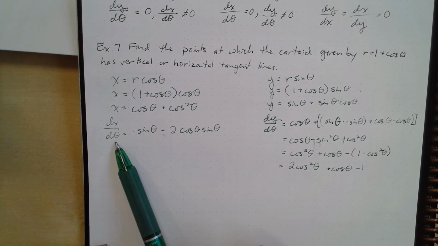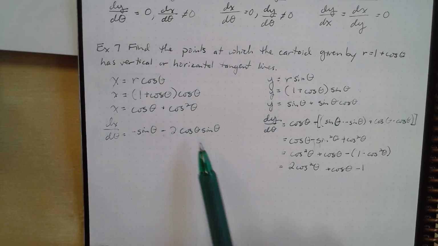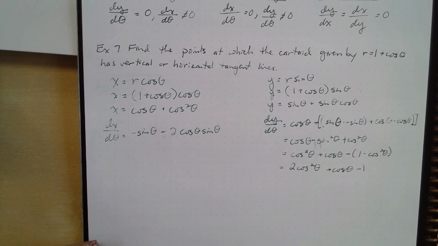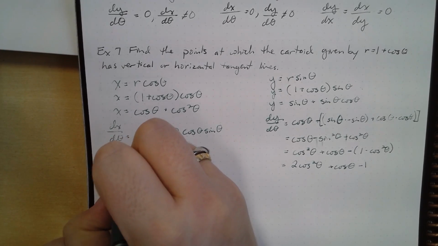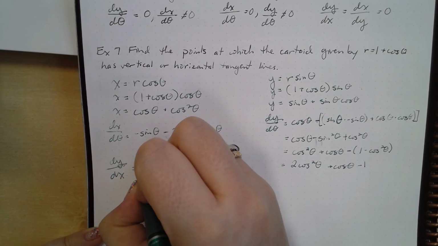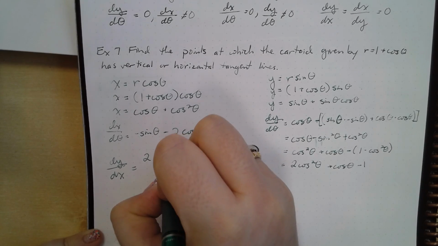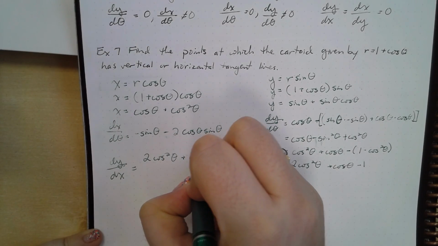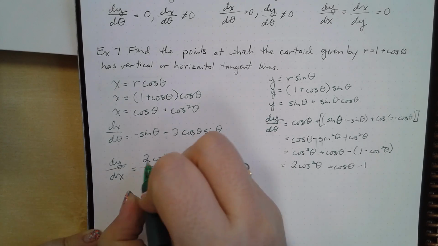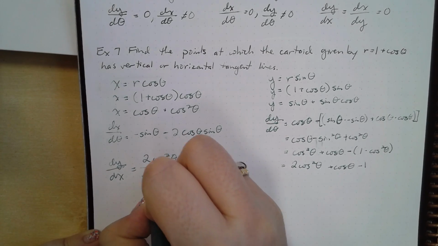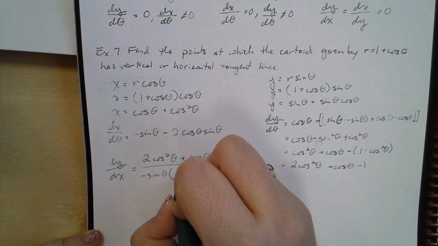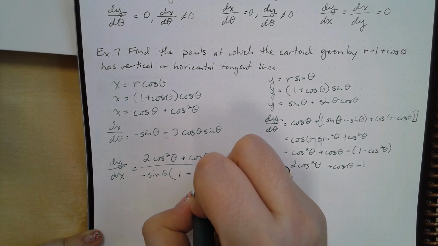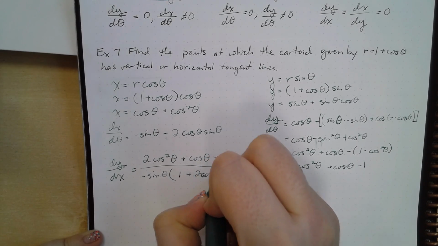Okay, so I found the derivative of my x equation. I found the derivative of my y equation. And now I can rewrite this. So I have dy over dx is going to be equal to 2 cosine squared theta plus cosine theta minus 1 over negative sine theta. And I'm going to just actually write this as 1 plus 2 cosine theta.